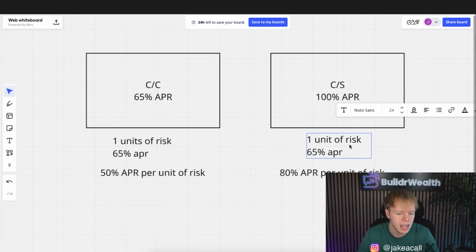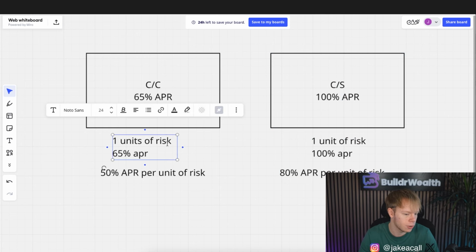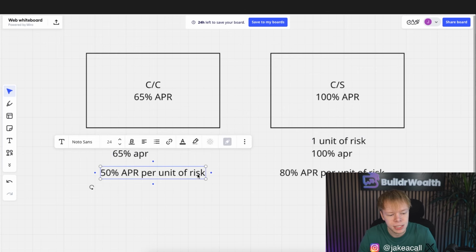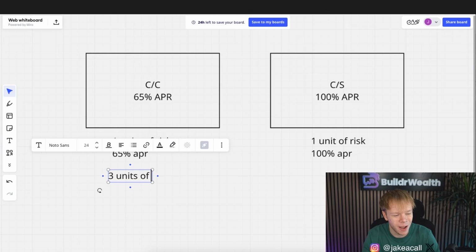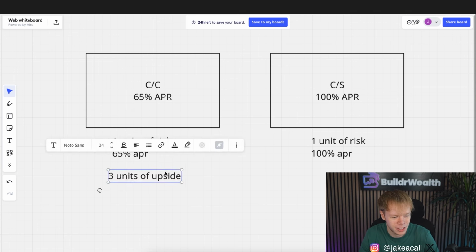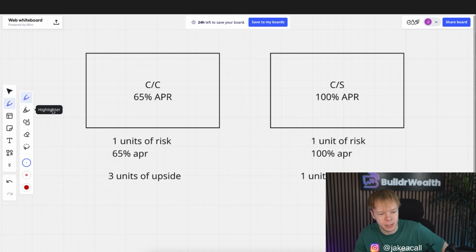It is the same unit of risk, but it's doing a higher APR at 100%. But in that case scenario, what we're actually doing is we're capping our upside. So returns aren't just the APR, they are the upside that we get from liquidity pools. And this one might have 3 units of upside, whereas the one over here on the C2S might only have 1 unit of upside, because as the market rises, your crypto is getting sold into a stablecoin because people are buying your crypto and they're giving you a stablecoin. That's why the market is rising.